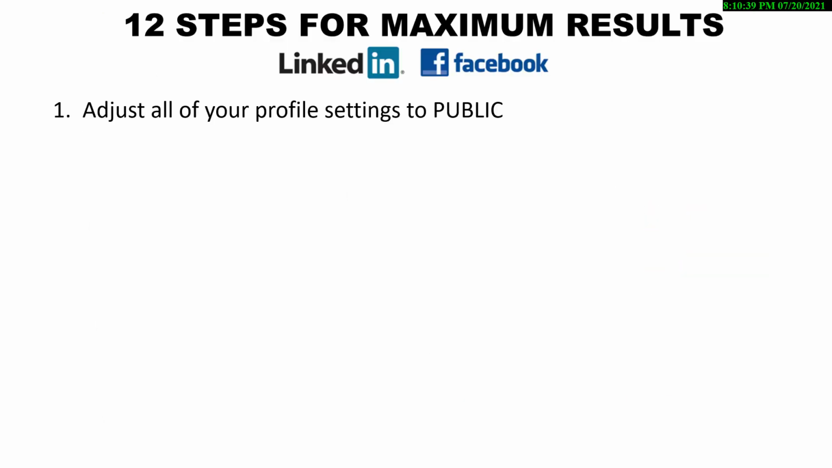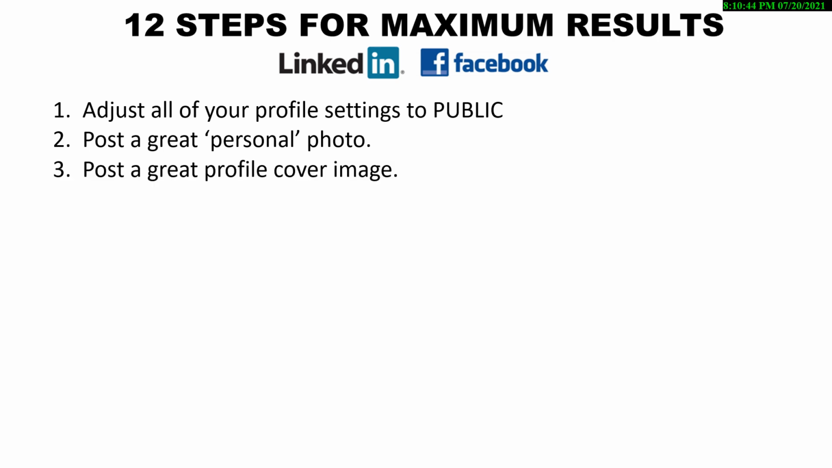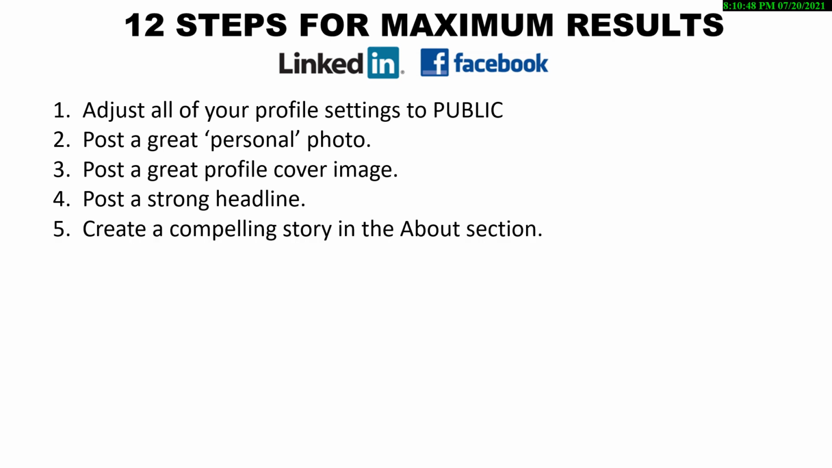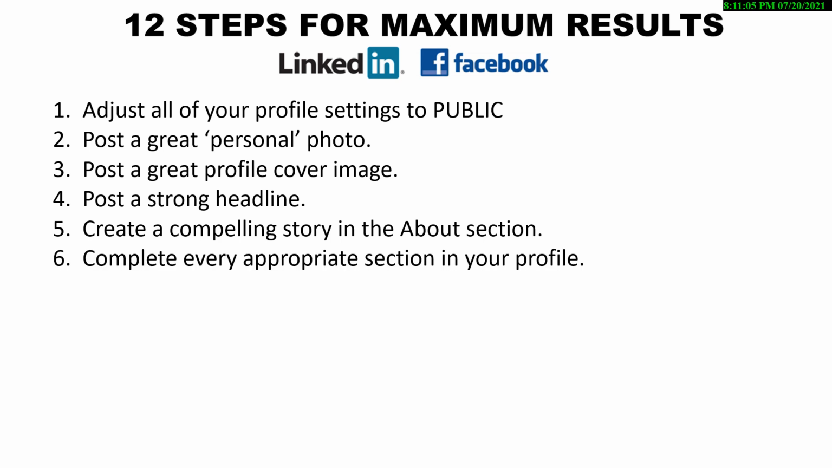Adjust all of your profile settings, make them public. Post a great personal photo. Post a great profile cover image. Post a strong headline. Create a compelling story in the About section. And a lot of these parts of your profile are set to private, or they restrict your visibility only to the people that you are directly connected to. You need to open them up and make them public. Complete every section of your profile. Add the mobile app to your phone.